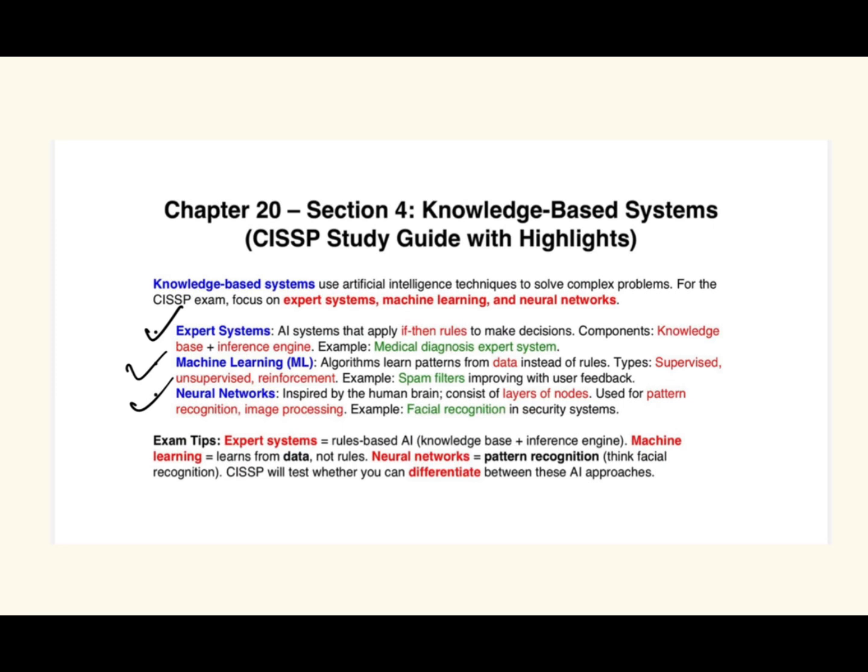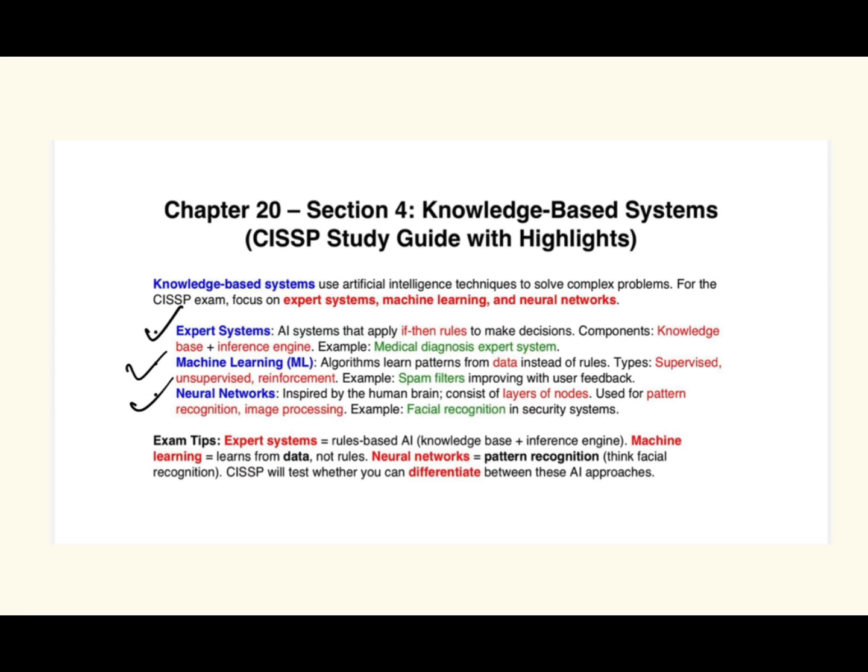So, let's now try to wrap this up. Expert systems are rule-based, using a knowledge base plus inference engine, and do not learn by themselves. Machine learning learns from data, with no if-then rules, and improves over time. And a neural network is inspired by the human brain, with multi-layer nodes, excellent for pattern recognition: face, voice, images.